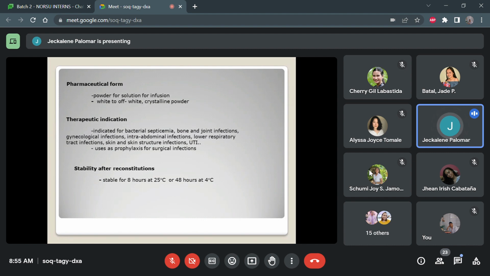The therapeutic indication is for bacterial septicemia, bone and joint infections, gynecological infections, intra-abdominal infections, lower respiratory tract infections, skin and skin structure infections, UTI, and use as prophylaxis for surgical infections. The stability for reconstitution is 8 hours at 25 degrees Celsius or 48 hours at 4 degrees Celsius.